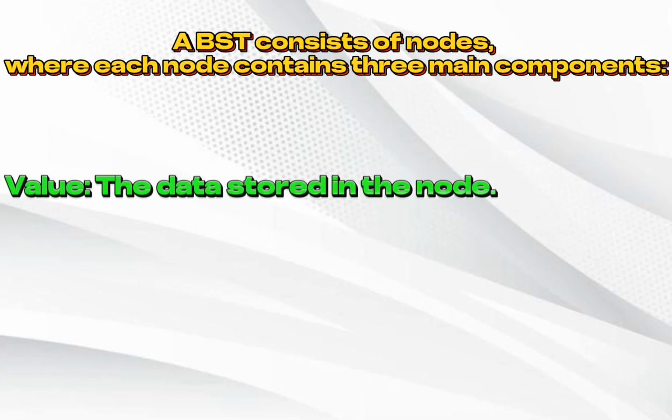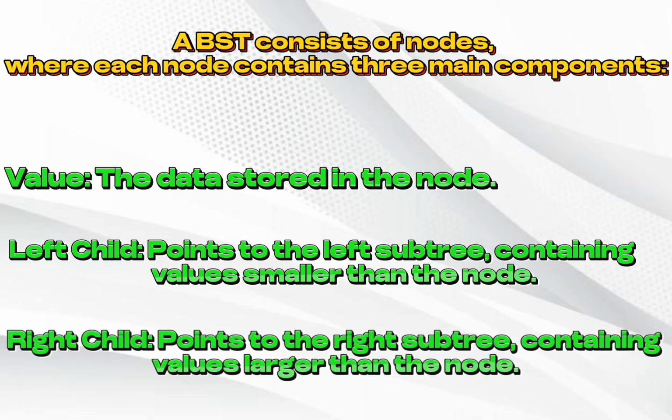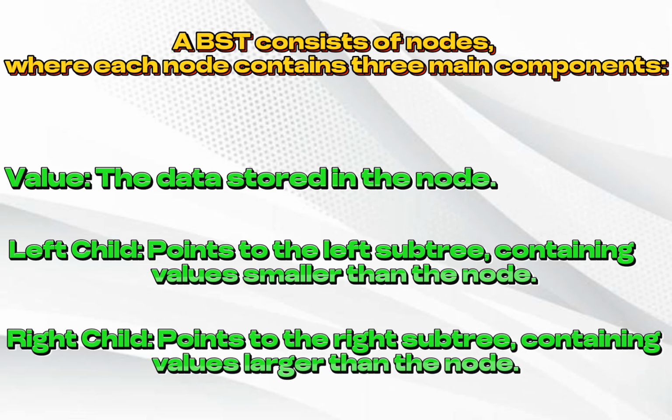A BST consists of nodes where each node contains three main components. We have the value, or the data stored in the node. Left child points to the left subtree containing values smaller than the node. Right child points to the right subtree containing values larger than the node.